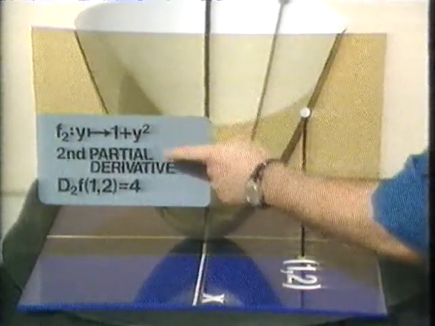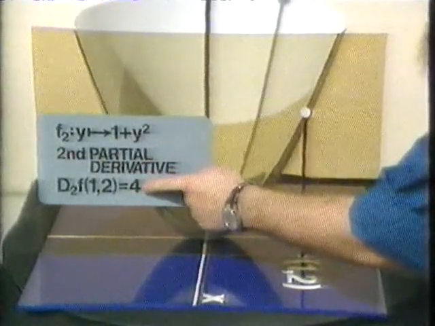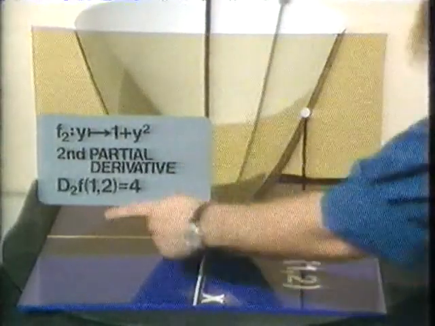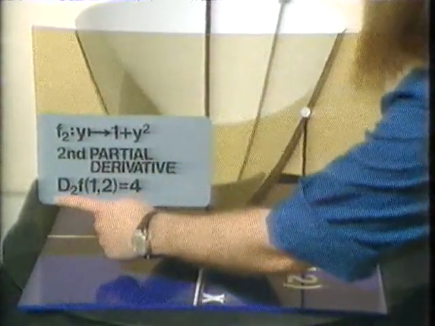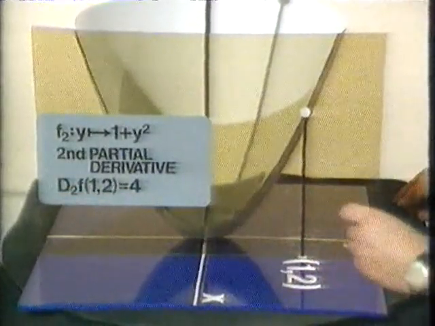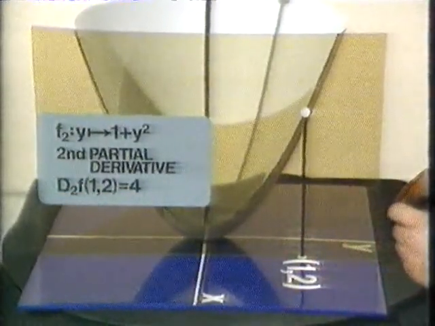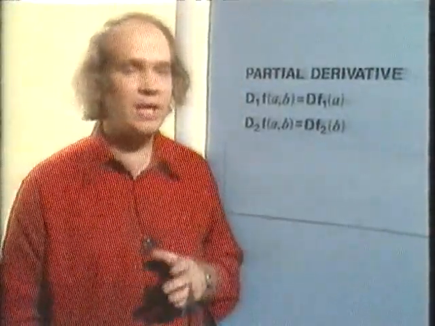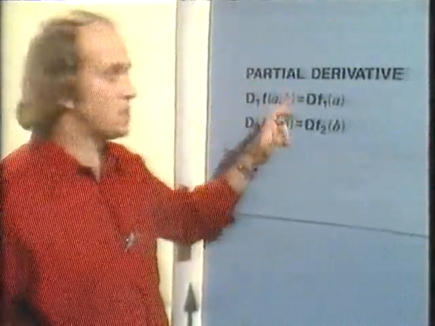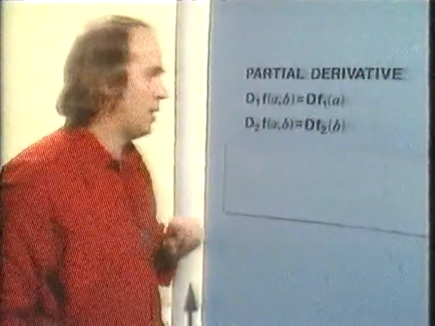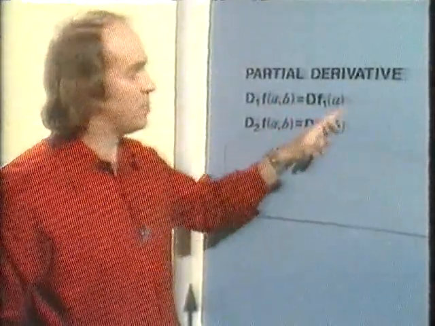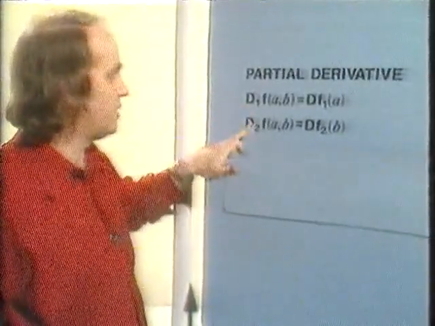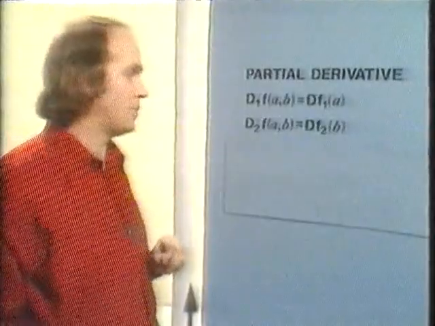Now, we can differentiate this, and we get 2y, and when we set y equals 2, we get 4, and we call that the value of the second partial derivative. And we write it like this, with our 2 next to the D, to indicate that all along we've been dealing with a function of y, the second variable. Well, in general, for any function f from R squared to R, and point (a, b) in its domain, we can set up the functions f1 and f2. And if both of these are differentiable at the points a and b respectively, then we have 2 partial derivatives, D1 of f and D2 of f, at (a, b).